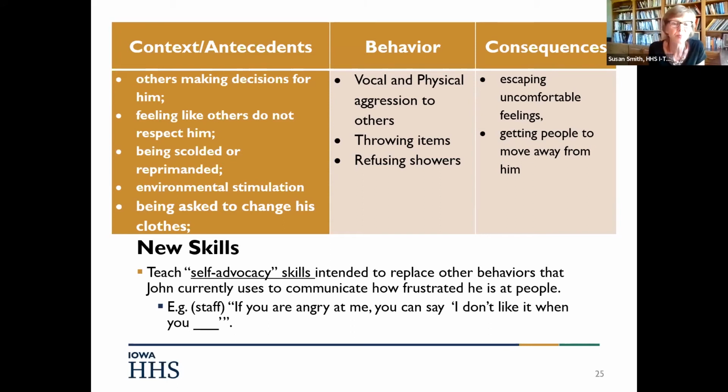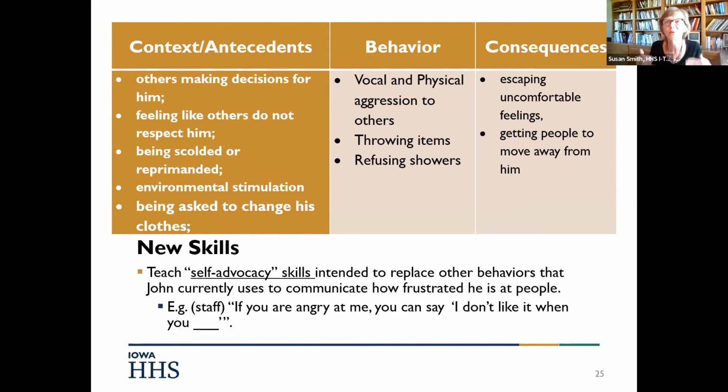And staff could even provide a prompt: "Hey, if you're angry at me, you can say, 'I don't like it when you...'" and then fill in the blank as appropriate. But I think we would all respond better to him saying, even if he yelled it, "I don't like it when you come into my room." That would be better than him throwing something at somebody else, or whatever the situation might be.